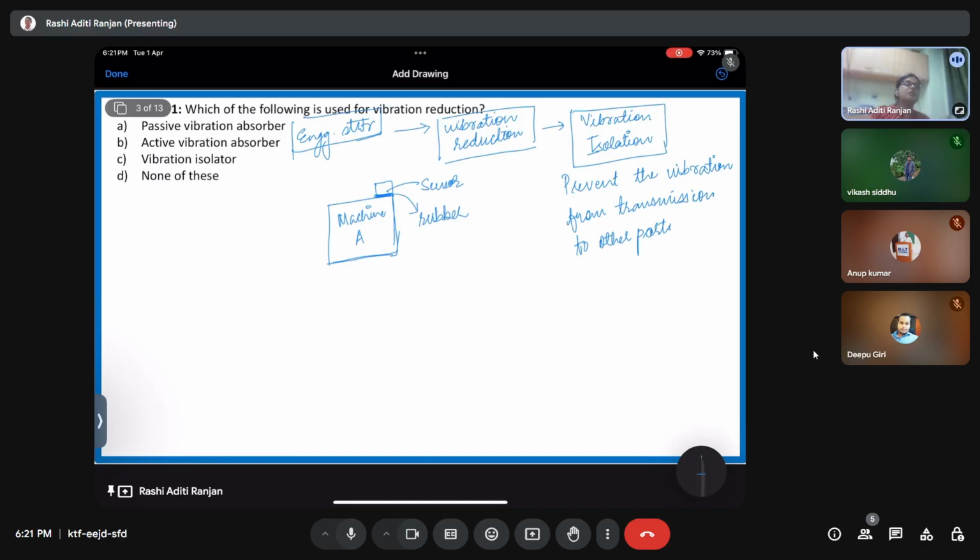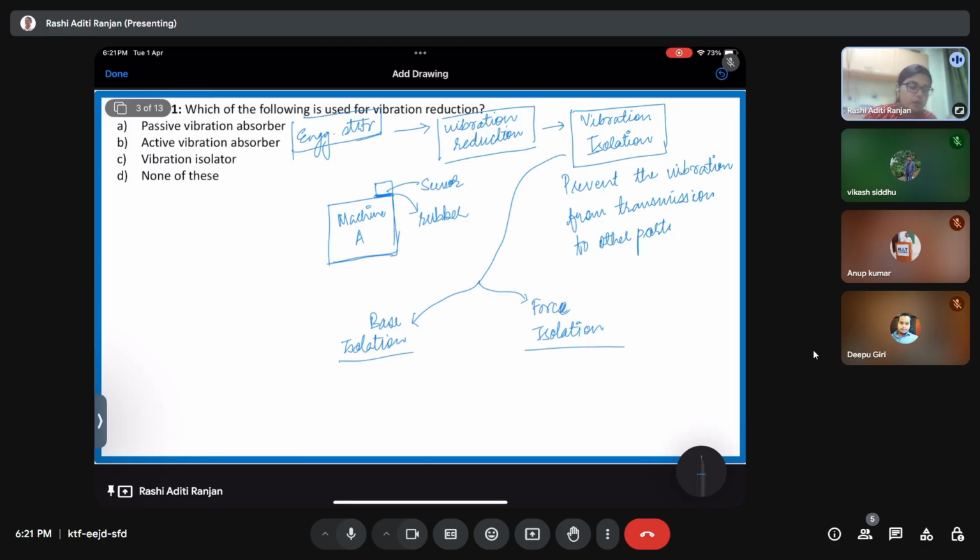Now the vibration isolation is further divided into two types. One is the base isolation and the second one is the force isolation. As I've told, I've already given the example, but we'll write it. Base isolation and force isolation. The first question is, what is base isolation?